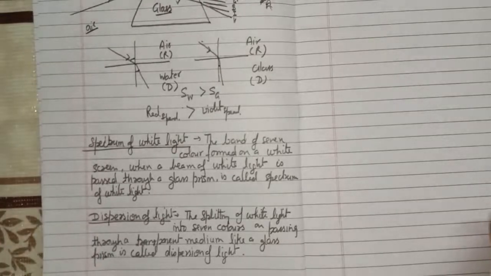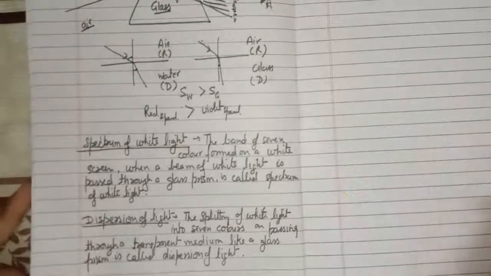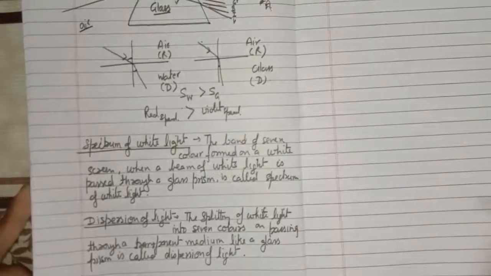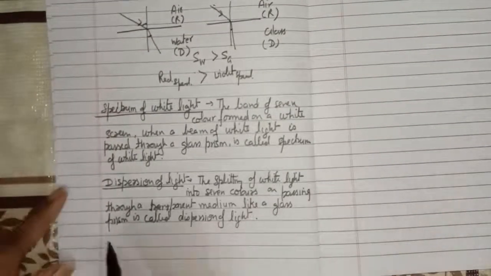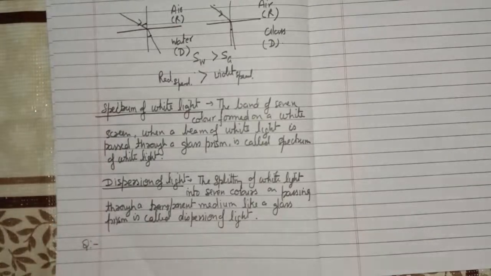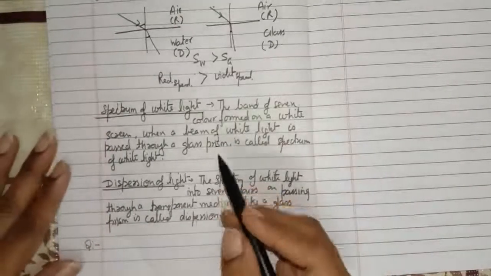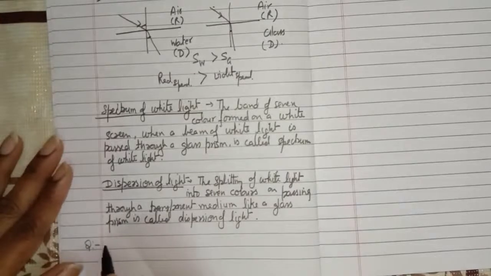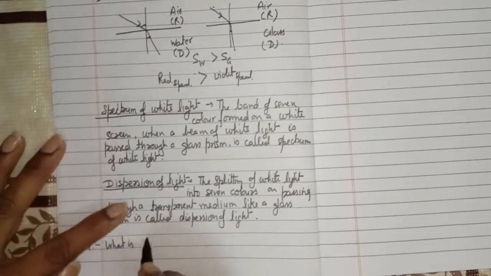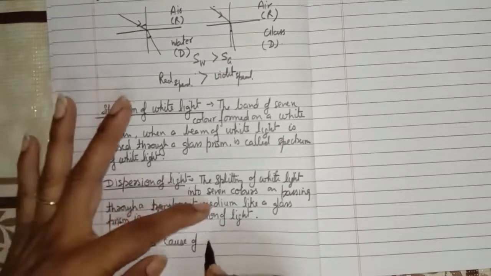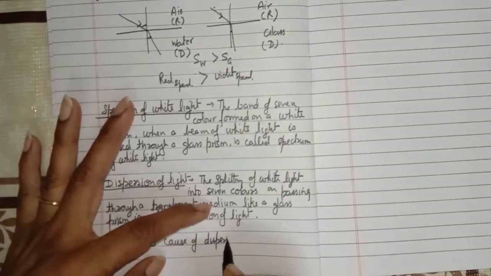Okay, now I think you know why the dispersion of white light takes place. So this is a question for you. You have to write it. Why does the dispersion of light take place when it passes through a glass prism? What is the cause of dispersion? So you have to write the cause of dispersion.